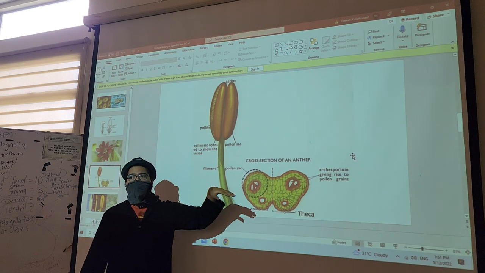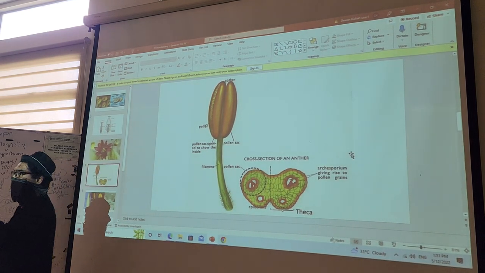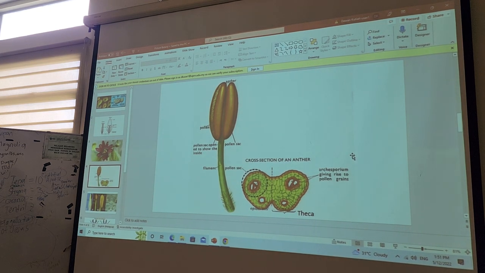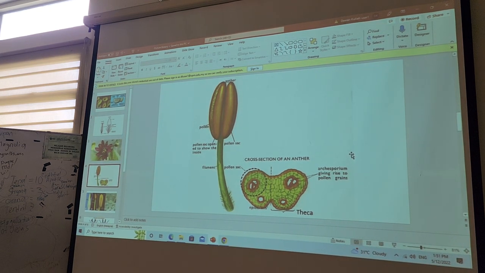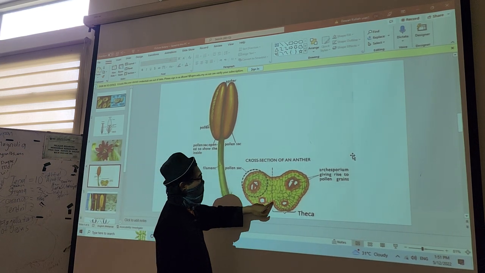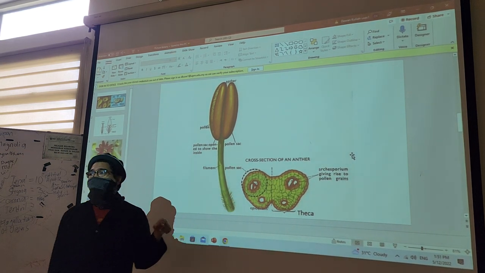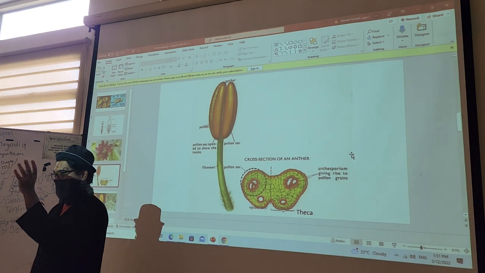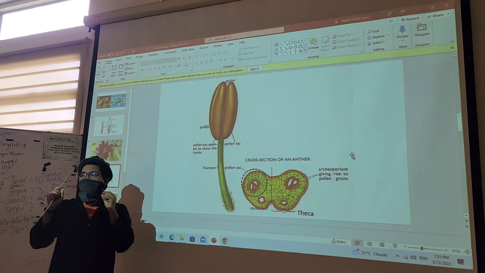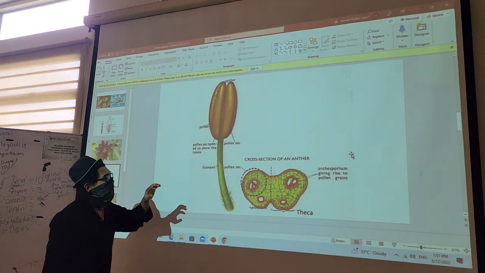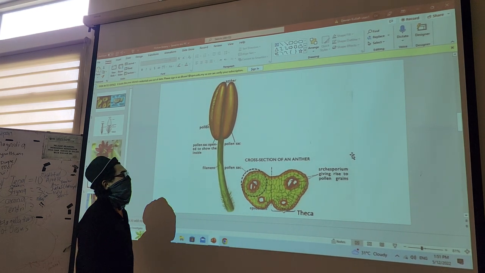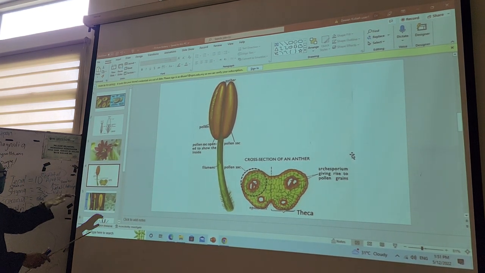Okay? This is where the pollens divide, because the genetic material is half only from the male, from the father. Kind of like sperm making here. Okay? And then you have your theca. Theca actually means enclosing, a sheath. A sheath of what? This yellow part? That's the theca. Right? So, right in the middle, you've got your archesporium. Right? Okay, next.